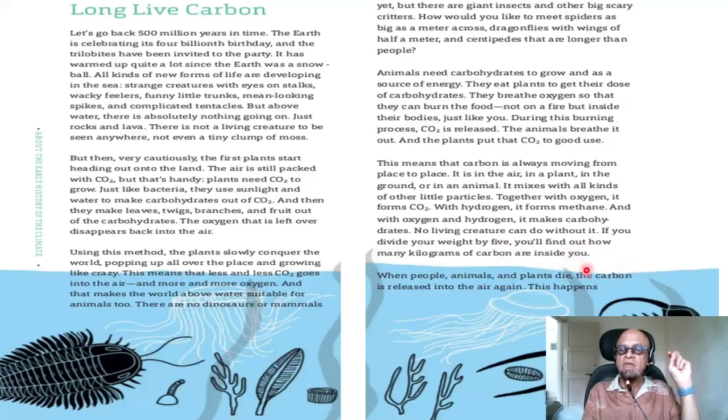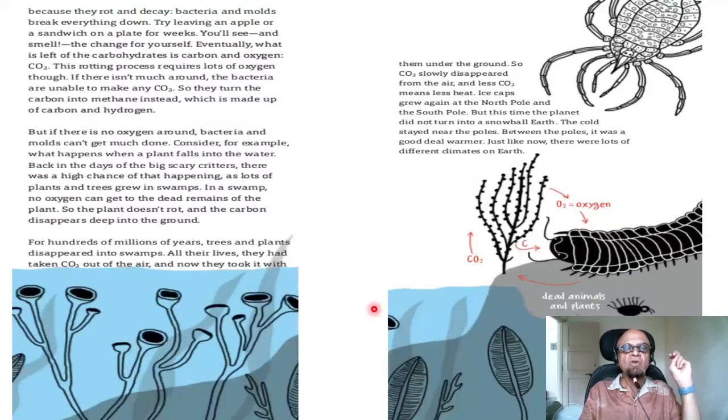If you divide your weight by 5, you will find how many kilograms of carbon are inside you. We are mostly water, but we are also a lot of carbon. When people, animals, and plants die, the carbon is released into the air again. This happens because they rot and decay. Bacteria and molds break everything down.